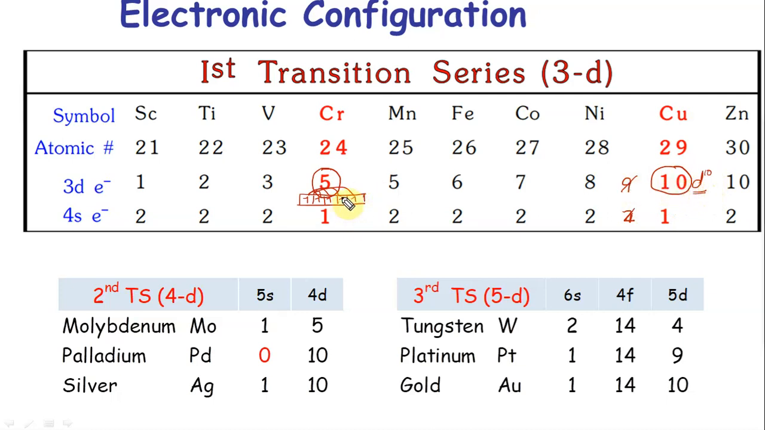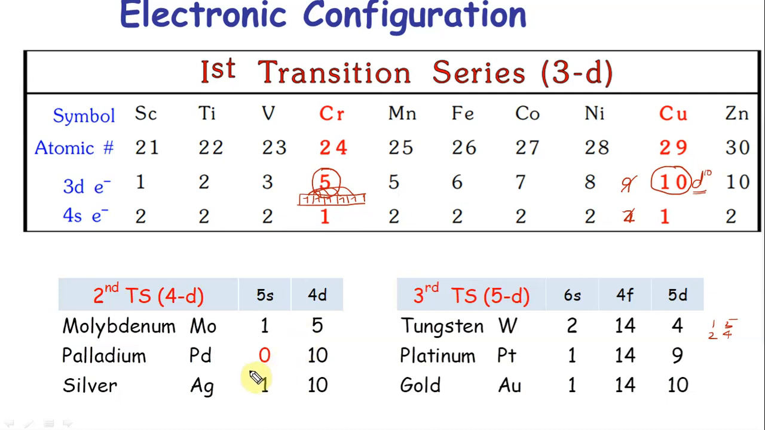This chromium has come many times in the exam, so you want to know it. You don't need to remember everything in the second and third transition series, 4d and 5d. I have chosen the ones that are exceptions. Molybdenum is simple, 5 and 1, just like chromium. Whereas tungsten does not have 5 and 1. It has 4 and 2. You want to remember this 5 and 1 exception is chromium and molybdenum; tungsten doesn't fall over that. That's one thing you want to know.